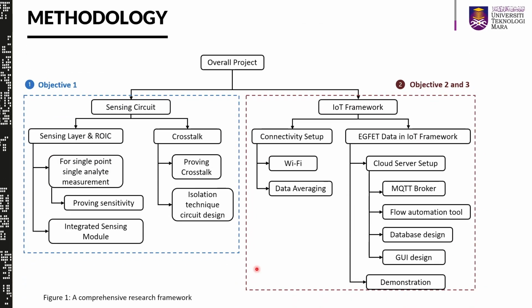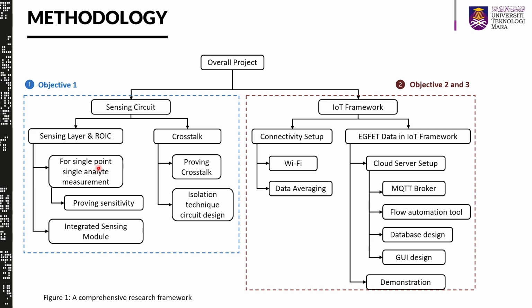For the methodology, the information in the blue box covers the first objective, and the second and third objectives are covered by the brown box. The first part of this research framework focuses on the sensing circuit, which addresses the initial and integrated sensing circuit designs with isolation technique to mitigate the crosstalk interference. The sensor's performance is evaluated with a single point single analyte measurement using the existing interfacing circuitry.